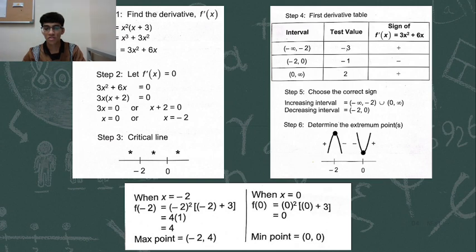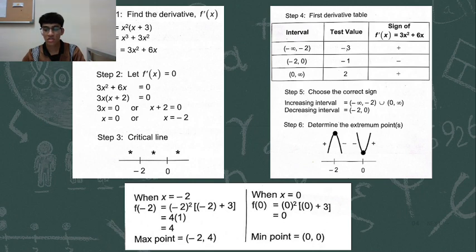Step 5. Choose the correct sign. The increasing interval is negative infinity to negative 2, union 0 until infinity. The decreasing interval is negative 2 until 0. Step 6. Determine the extremum point. When x equals negative 2, substitute into the function, you will get the answer 4, and the maximum point is negative 2, 4.